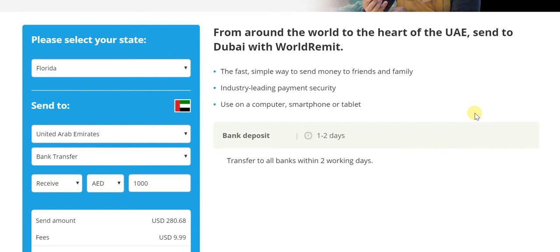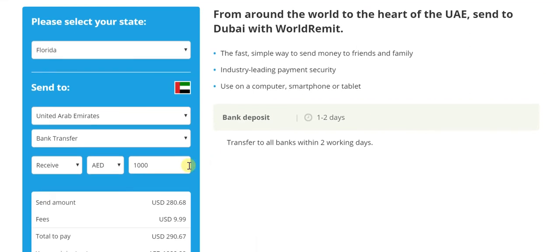When it comes to these bank deposits, they take as little as 1 to 2 days, and you can transfer to all banks in the UAE. So whether, say, we are looking at United Emirates Bank or Abu Dhabi Commercial Bank, maybe Abu Dhabi Islamic Bank or Arab Bank, it doesn't matter. Any and every bank in the United Arab Emirates, you'll easily be able to send money to, with the transfer being completed within as little as 2 working days.